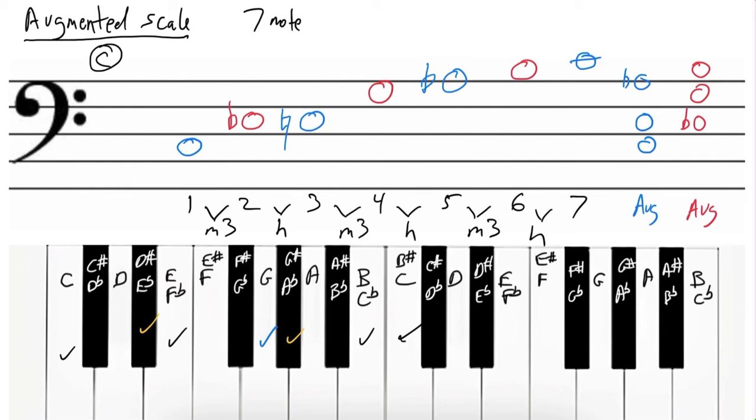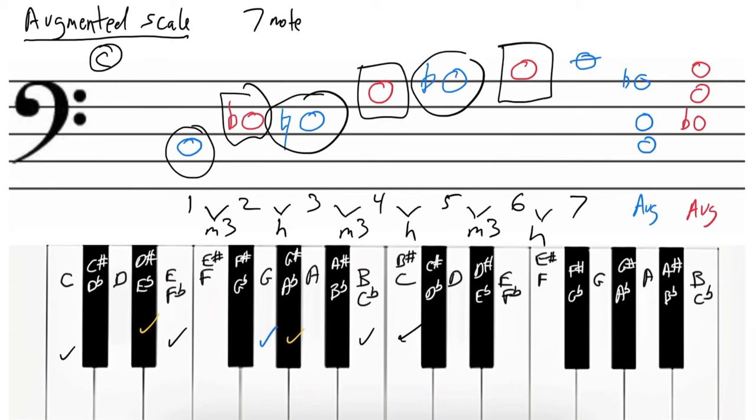The augmented scale is formed by taking two augmented triads or two augmented chords, where the second one is a minor third up from the first one. So there's our second one. And then we play them in order going from lowest to highest, and that is our augmented scale.